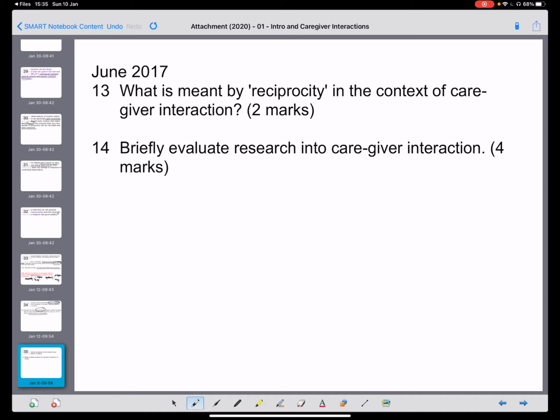Okay. And then the last one comes from June 2017. It says, what is meant by reciprocity? And then evaluate research. So they seem to like this idea of evaluating research. And this particular one is just telling you what it is. And you see that's worth 6 marks. So that's an actual grade change in a particular exam.